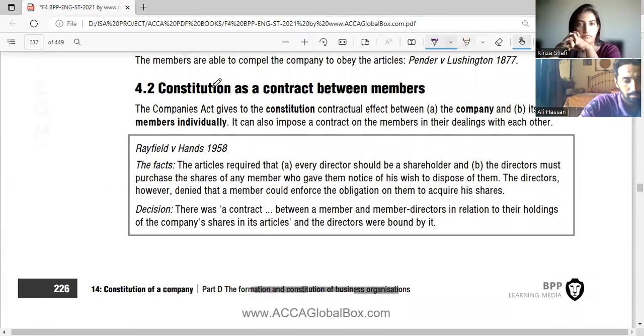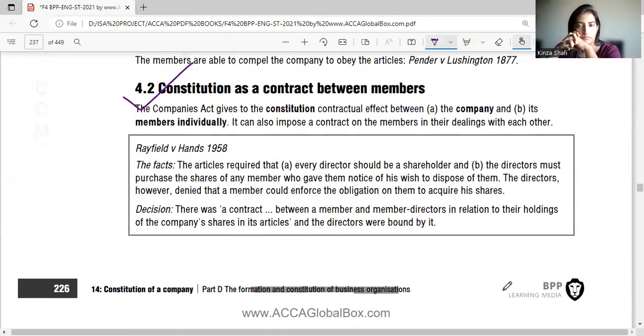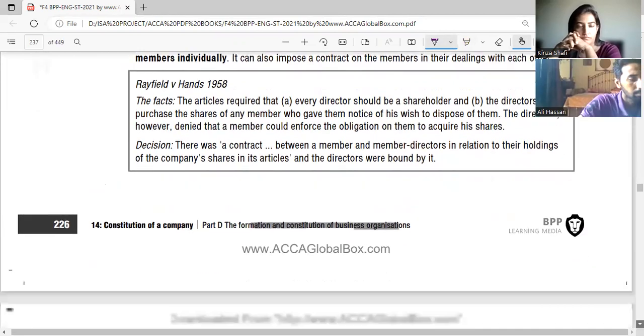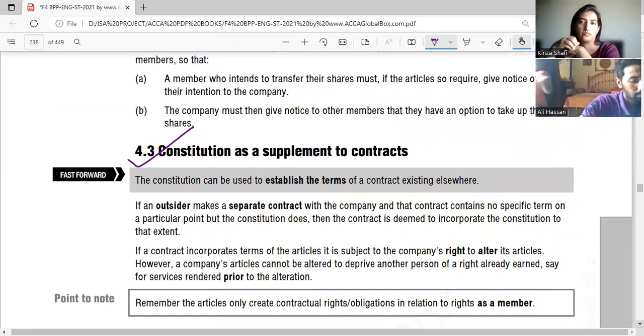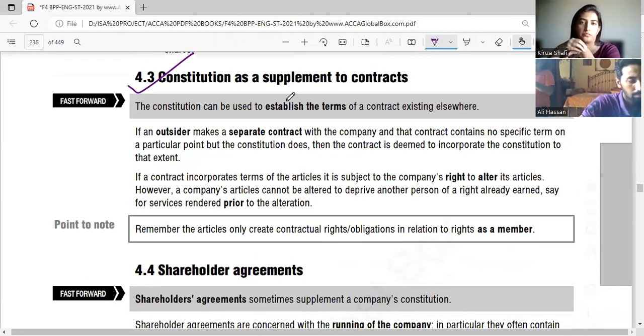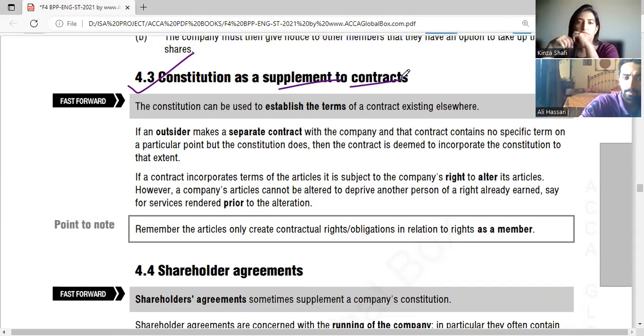It's just a repetition of the points, and you can go through this when you're reading the chapter. Constitution as a supplement to contracts. Can a constitution, that means the articles of association, be used as a supplement to a contract? Supplement means you don't make a contract between A and B and just use the constitution as the contract. Is it possible? It is a substitute, but only in some places.